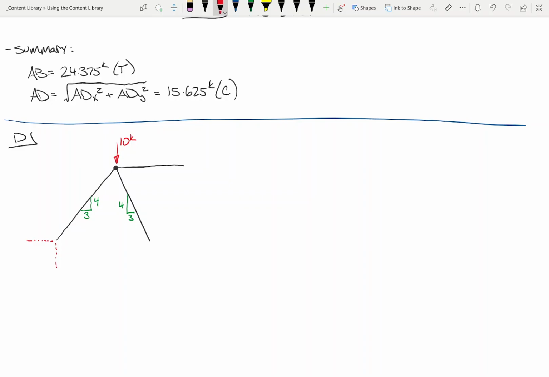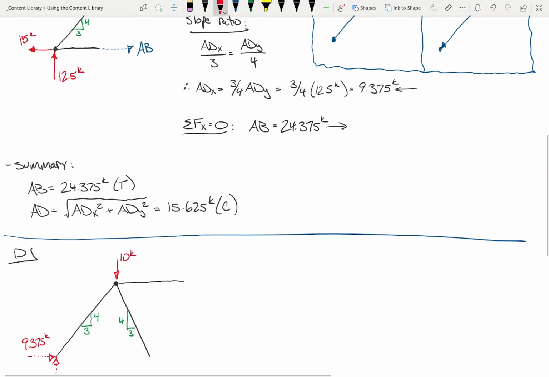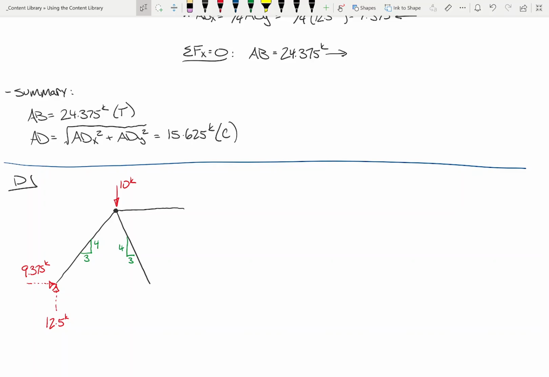Okay, help me out. What is the horizontal component on this? 9.375. What is the vertical component? 12.5. Now the big question are the directions. Which way is the 12.5 going, up or down? Up. What about the 9.375? That's backwards than what we had before, isn't it? Because up here, we had 9.375 going to the left. Now you have it going to the right. Up here, we had 12.5 going down. Now you have 12.5 going up. It's because we're on the other side of the member, right?